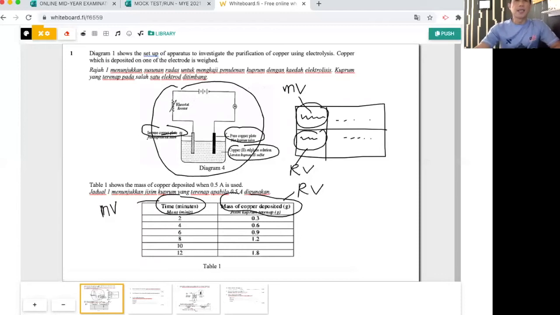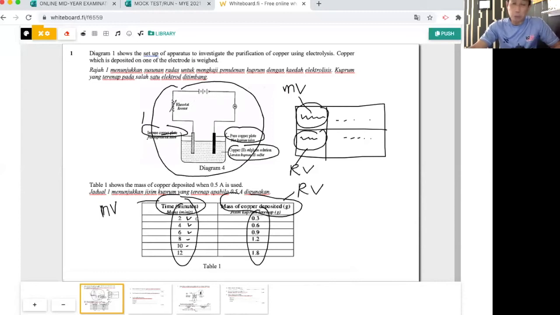Very easy. All you need to do is take any of these MVs. You can choose 2 minutes or 4 minutes or 6 minutes, 8, 10 or 12. Up to you. Then you state the value of the RV for that particular MV that you have selected. For example, I'll give you a simple example.